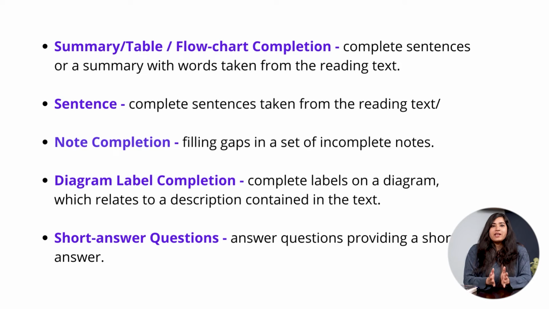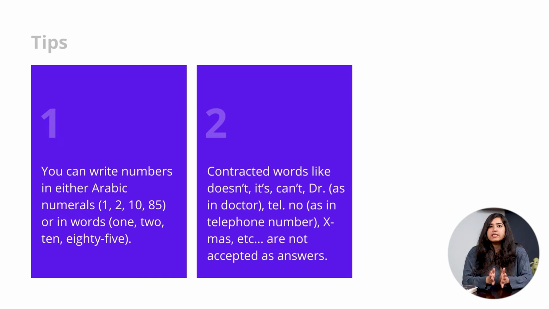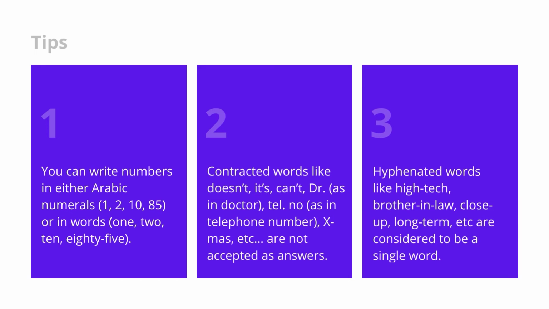Before we move on to an exercise, let's look at some key tips. First of all, you can write numbers in either Arabic numerals or in words. Second of all, contracted words like doesn't, isn't, can't, etc. are not accepted as answers. Hyphenated words like high-tech, brother-in-law, close-up, long-term, etc. are considered to be a single word.